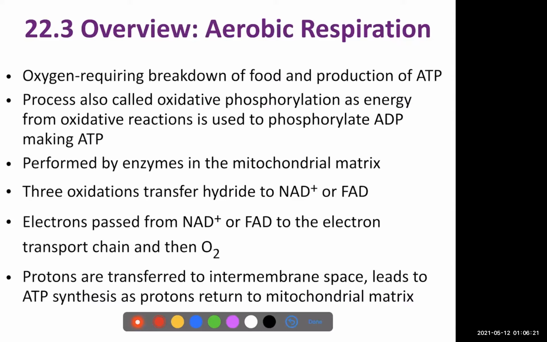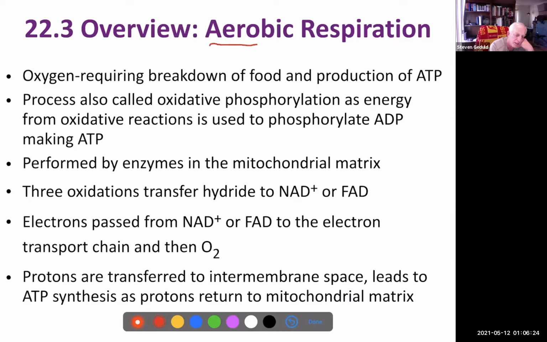Okay. So aerobic respiration. Remember, aerobic means oxygen. So it's oxygen required breakdown to produce ATP, because oxygen is going to bind with hydrogen to form water, and that's going to allow the hydrogens that run out of energy to regenerate and allow them to generate a lot of ATP. That's why oxygen is required to generate a lot of ATP. So the process is also called oxidative phosphorylation. Oxidative phosphorylation is the same thing as aerobic respiration. Oxygen is required. So oxidative phosphorylation is energy from oxidative reactions. You're oxidizing the carbon structures, which is used to phosphorylate ADP to ATP.